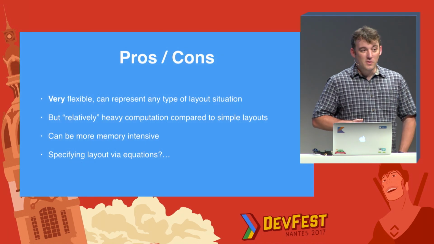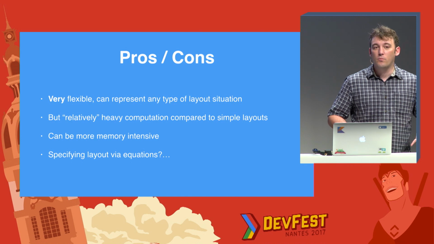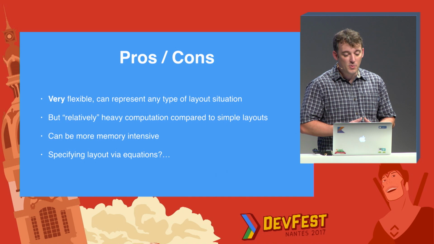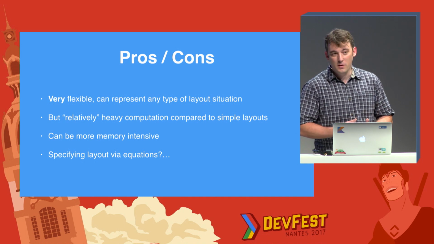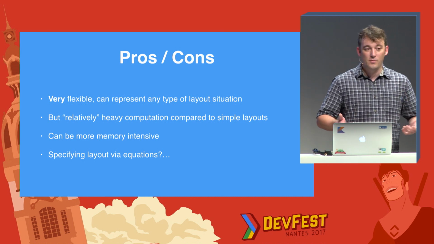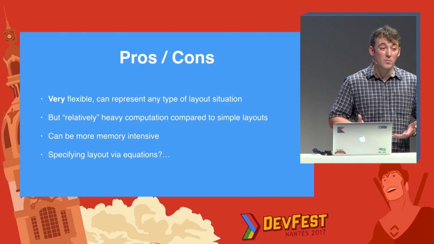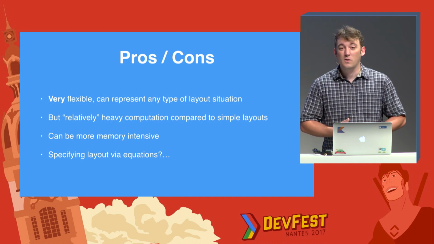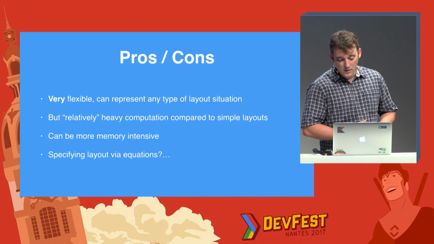So that's great, right? There's a couple of pros and cons. One, sure, it's very flexible. You can represent any type of layout that you care about, as long as you represent it as linear equations. It's also a little more heavy computationally compared to, let's say, linear layout, right? Now I have to create equations and solve them. Also, it could be more memory intensive for the same reason. And finally, I'm sure that when you tell your designer that they suddenly have to write equations, they'll love you back.